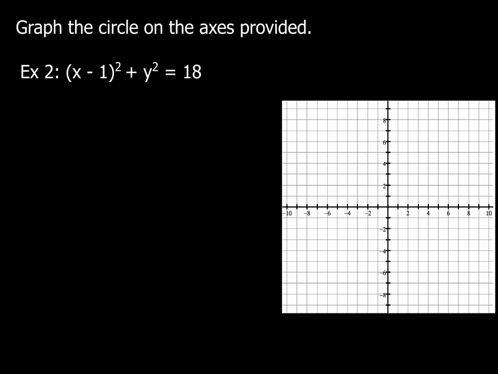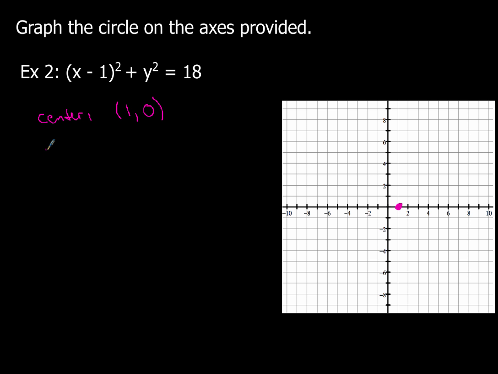In example number 2, it's going to be kind of similar, but we're going to have to do a little bit more work here. Now the first thing that we're going to do, of course, is get after our center. I'm sure you guys will be pretty good with the x-coordinate. Our x-coordinate would be +1. Now the y-coordinate is going to be a little bit trickier because there's nothing in here with the y squared, so then that would just be 0. So our center is at +1, 0. So I'm going to put a dot right there. That's going to represent our center.